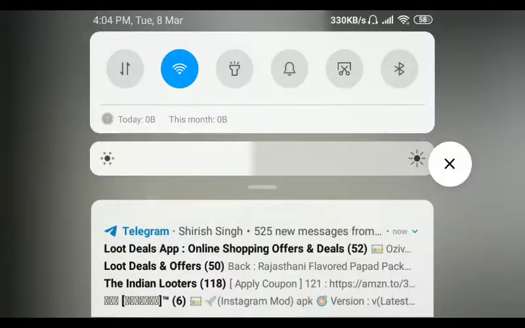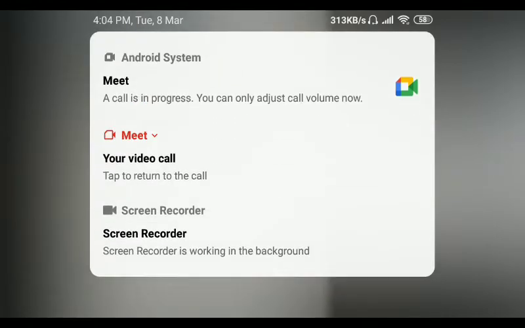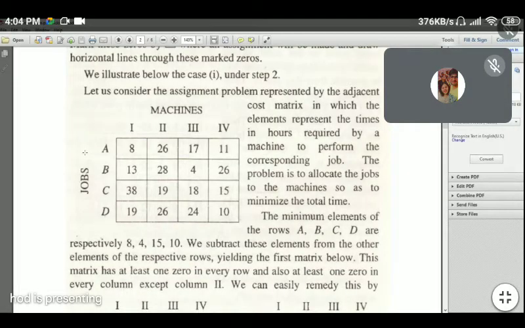Minimum element of each row from all the elements of that row.